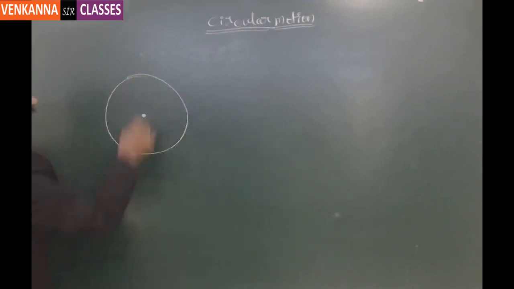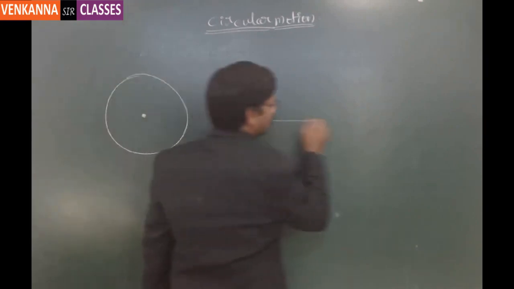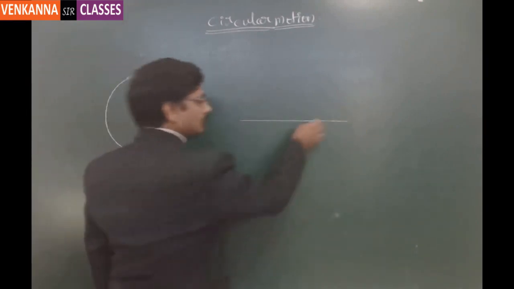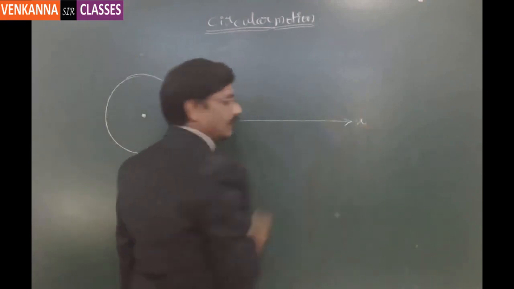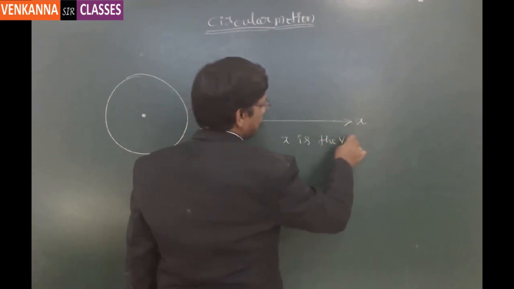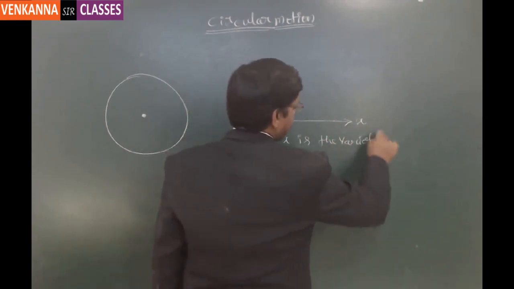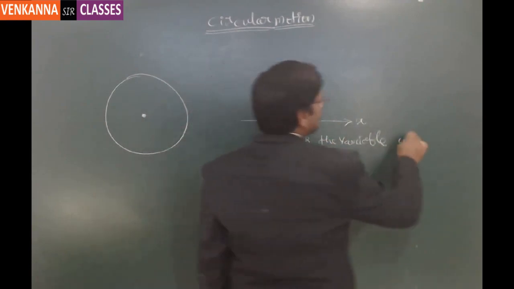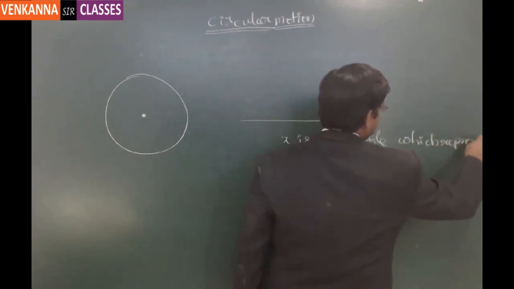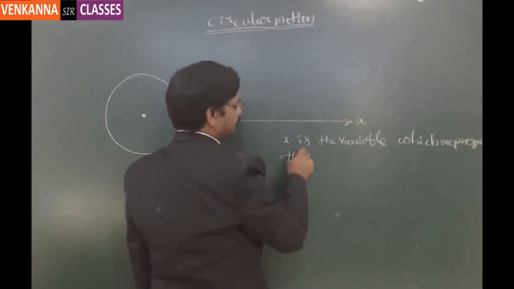Now in straight line motion, the particle moves in a straight line like this, and the displacement is treated as x. So here x is the variable, and it represents the displacement.